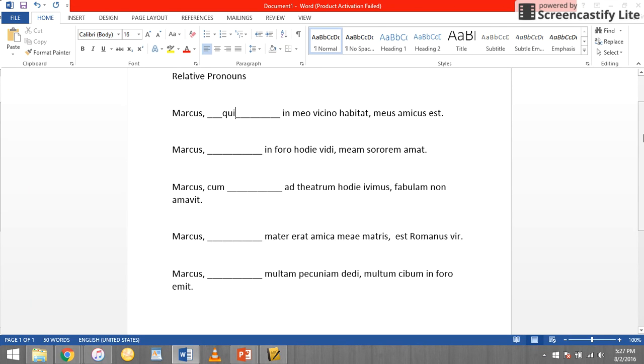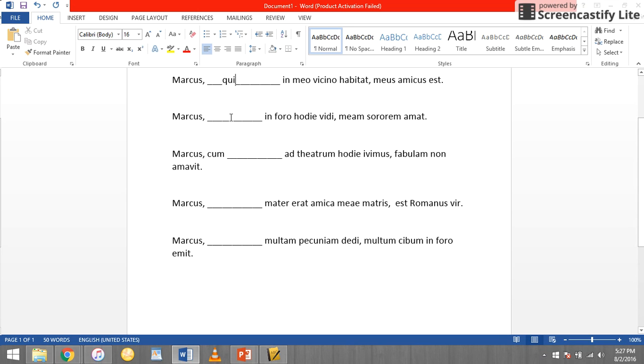Let's look at some other ones. So here's Marcus again. He's still the antecedent. We're still in the masculine singular column. But our verb is first person singular. Our verb means I saw. So for Marcus, you can't say qui, it can't be nominative because I is the subject already. So how would this work? Marcus blank in foro hodie vidi meam sororem amat. Marcus, I saw blank in the forum today, likes my sister.